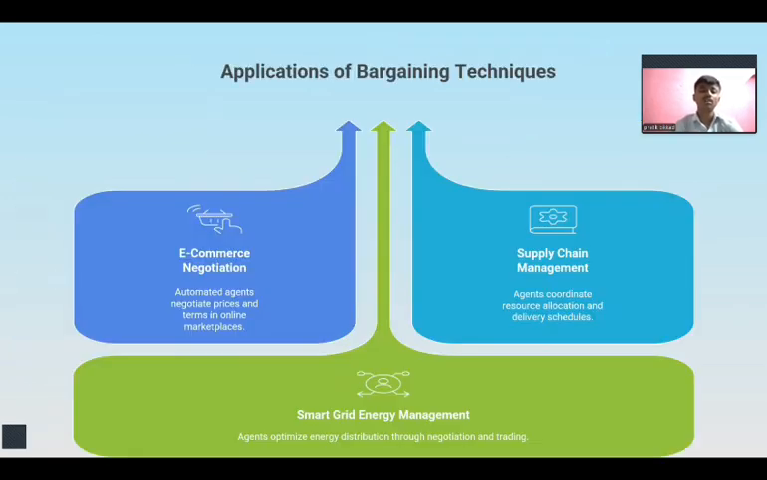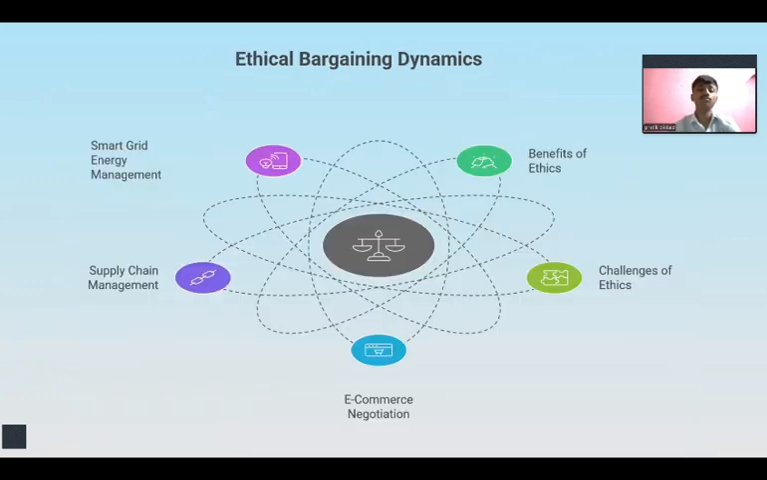Now we will see the applications of bargaining techniques. E-commerce negotiation, supply chain management, smart grid energy management. Now we see the ethical bargaining dynamics: smart grid energy management, supply chain management, benefits of ethics, challenges of ethics, e-commerce negotiation.